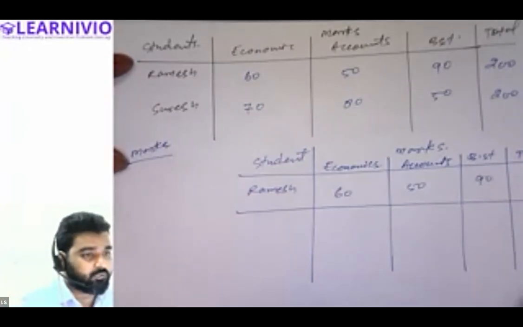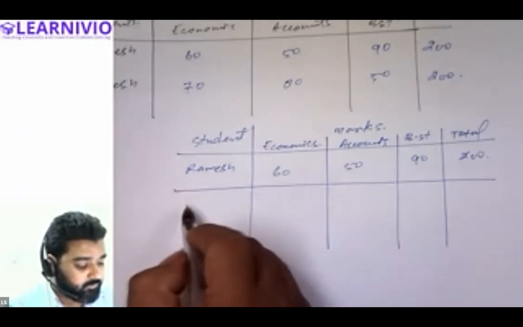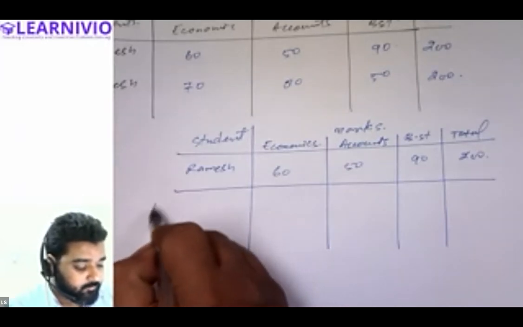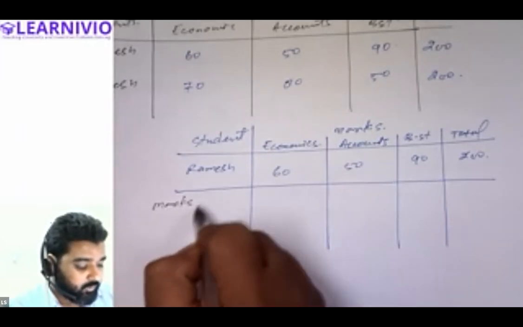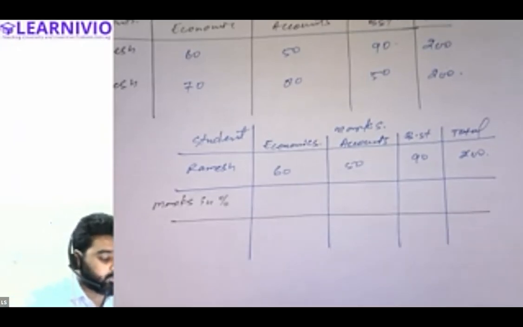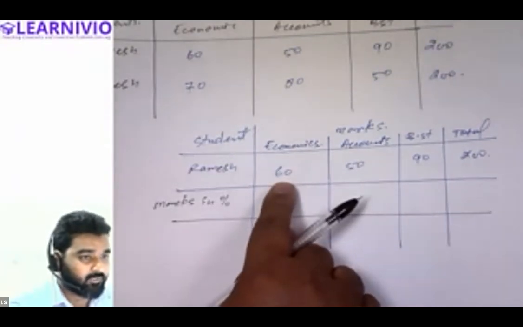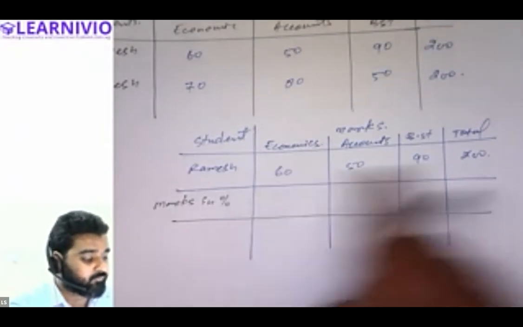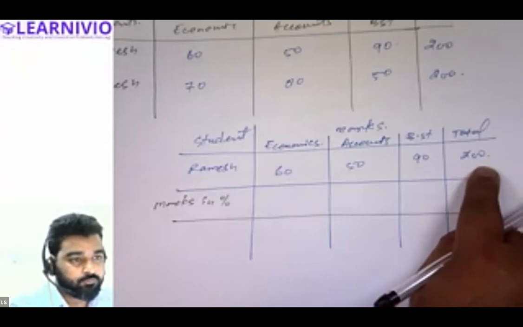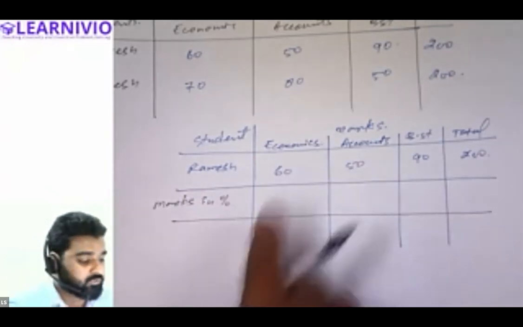All right. So what we are required to do: we will first convert the numerical values, the marks scored by Ramesh, into percentage. So we will be writing marks in terms of percentage. All right. So tell me, if Ramesh has scored 60 marks in economics, 60 is how much percentage of total marks? Total marks is how much? 200. 200 is the total marks that he has got in all the subjects collectively. So 60 is how much of 200?